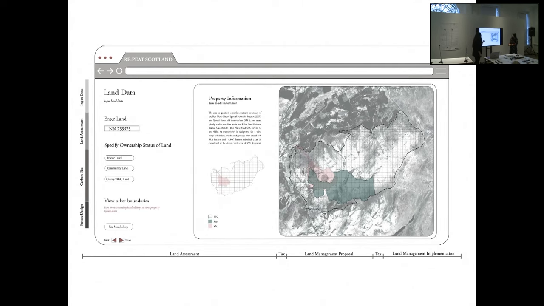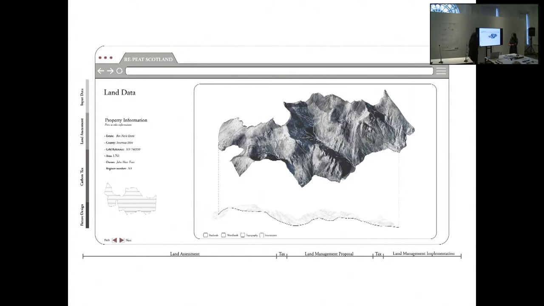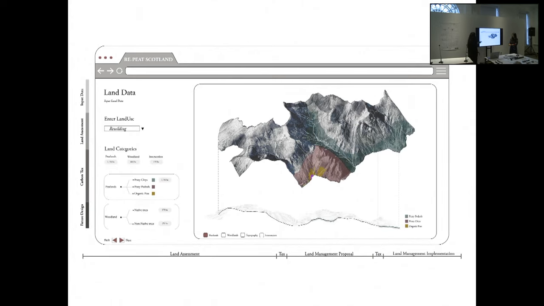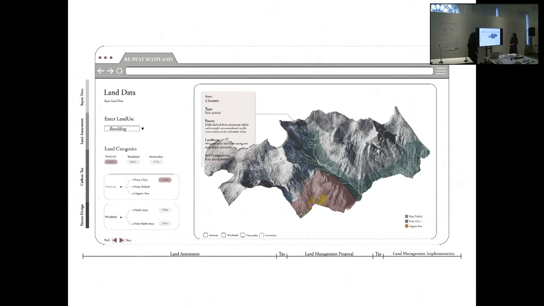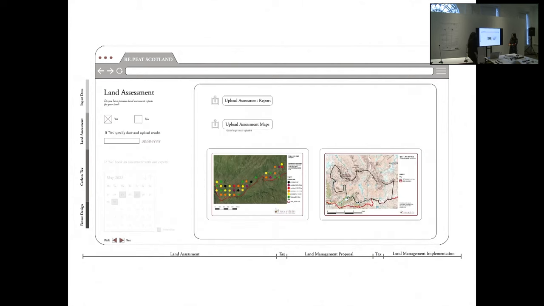The user can also press on neighboring lands or surrounding designation to better understand the context of their site. And by pressing on land morphology, the users can get a 3D understanding of their site, the features, and the topography. Next, the user is required to enter their land use, and computer-generated areas would show here. For example, in this case, the site has peatlands and woodlands. If they press on certain areas, details would show here. And for example, this area here is PT consorts.